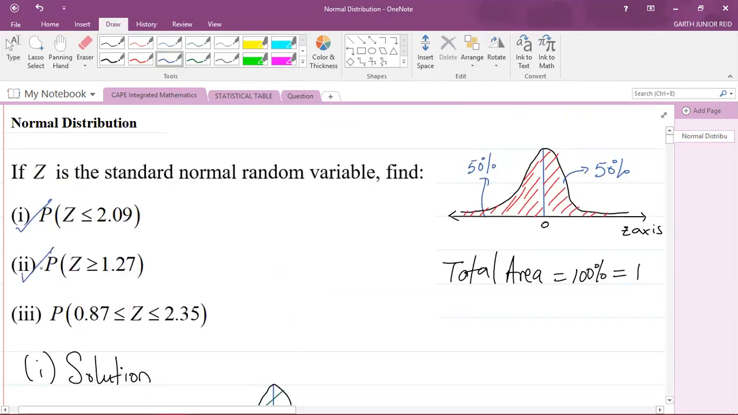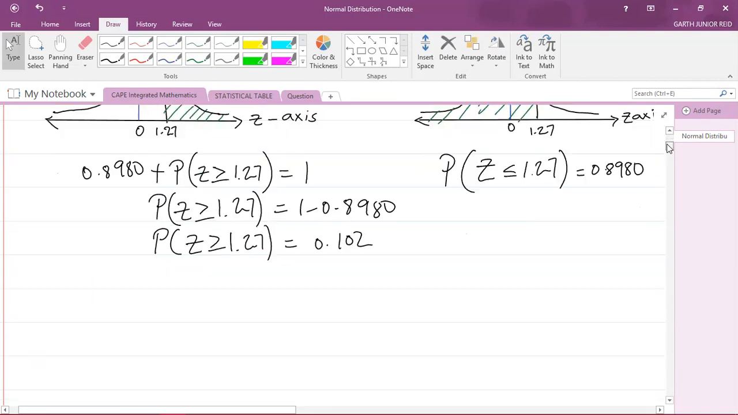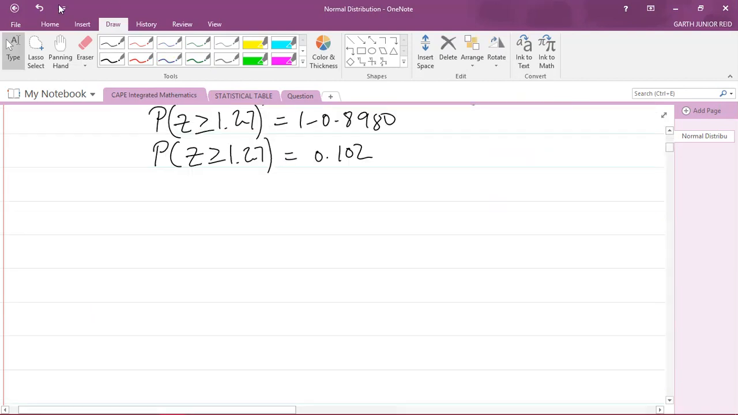Now, part 3 is a bit challenging, right? Because we want the probability between these two Z values. So that's going to be a bit of a challenge, but let us calculate it, all right? Now we'll do it step by step. So we now want the part 3 solution here.